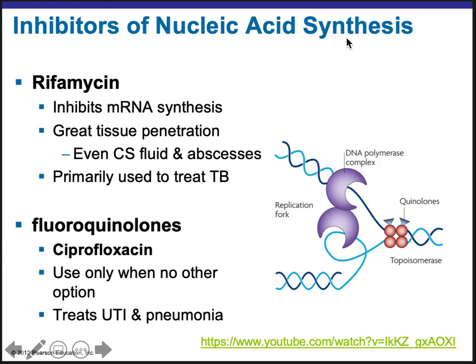Rifamycin is a nucleic acid synthesis inhibitor. It inhibits mRNA synthesis, and remember, mRNA is needed so that you can then have translation occur, and so just a little bit sooner than what we just looked at, right? It also has really good tissue penetration, and we can even see that it can treat infections of the cerebral spinal fluid, so central nervous system, and even abscesses, which are some of the most difficult to treat. So really good for these difficult infections. And we primarily use this to treat tuberculosis.